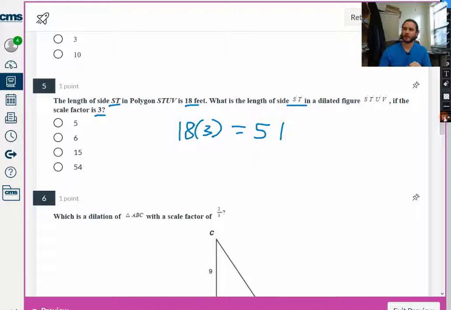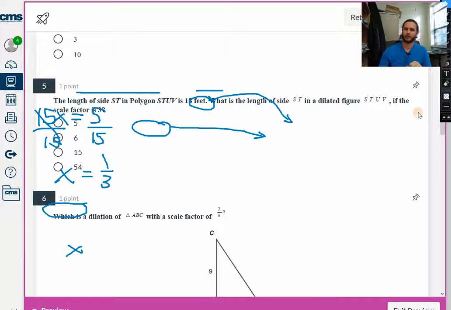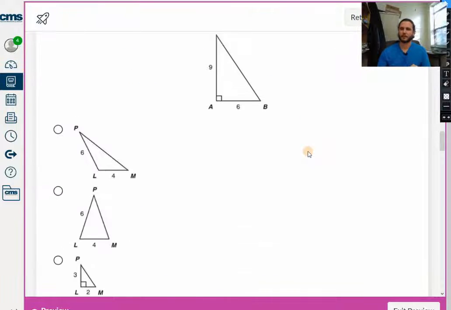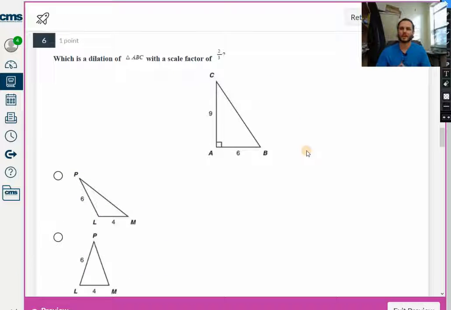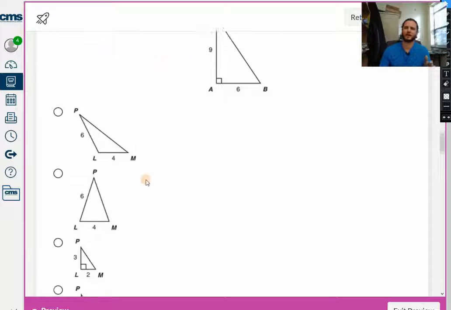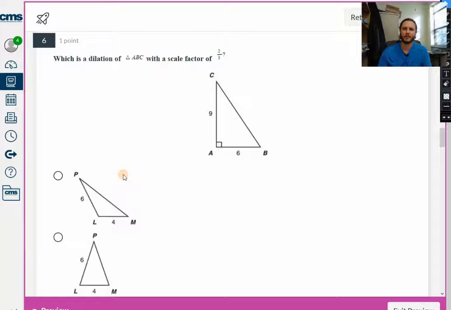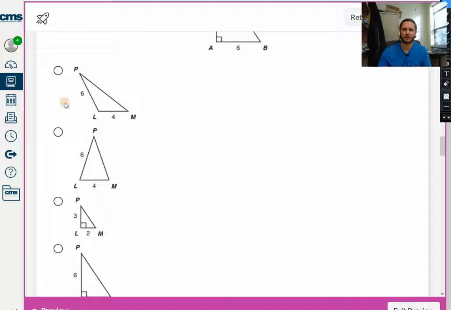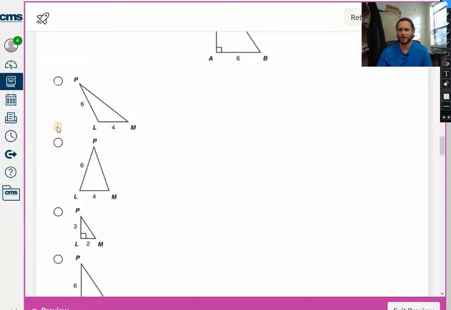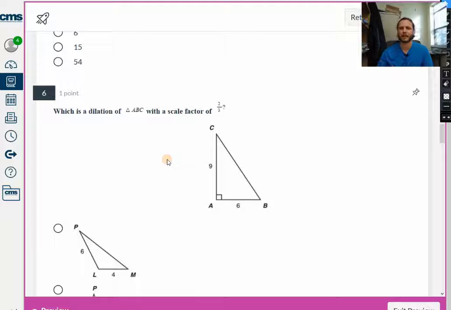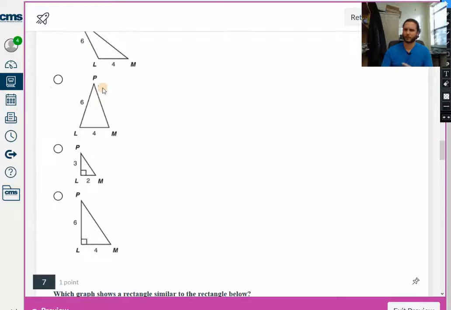We'll go ahead and move to number 6. For number 6, this was asking which dilation has a scale factor of 2/3. Now, we can go ahead and go back down and look at these. Right away, you can eliminate 2 of these answer choices immediately. It is definitely not this first option or second option because they are no longer right triangles. Automatically, that means it can't be a dilation. The angles should not change. So for number 6, the first 2 options are gone.